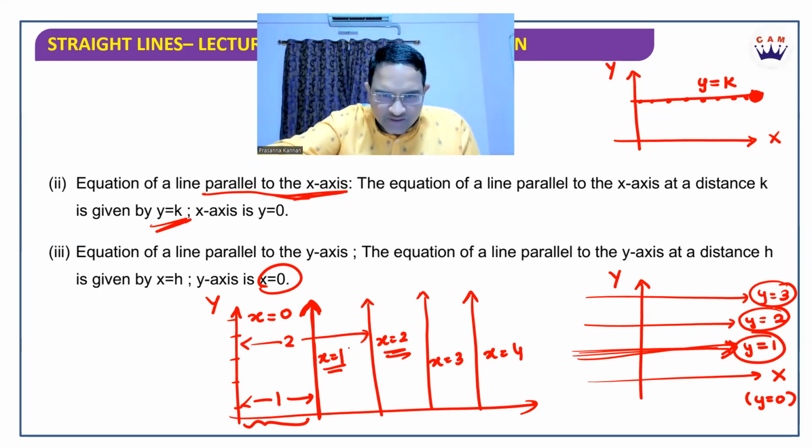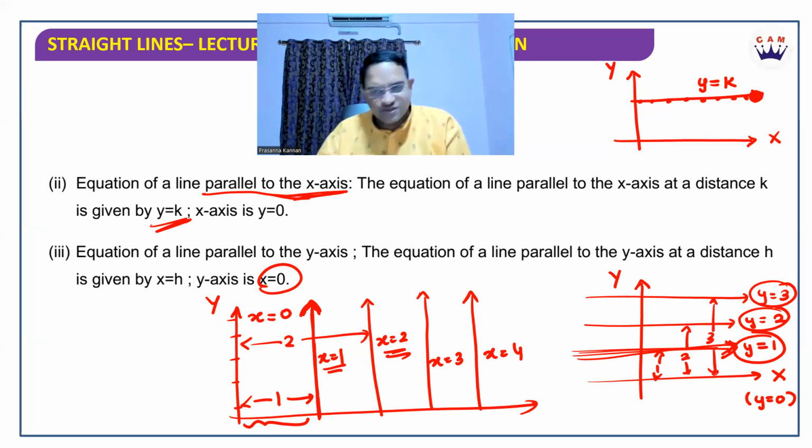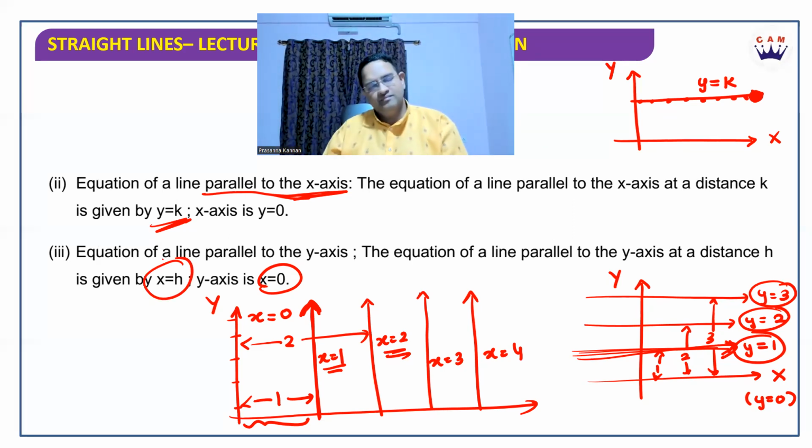Are you able to understand, students? Here the height remains same. Height is 1 unit. Height is 2 units here. Understood? So equation of lines which are parallel to y-axis will be of what form? X equal to h or x equal to some constant. Is it clear, students? Yes, sir.